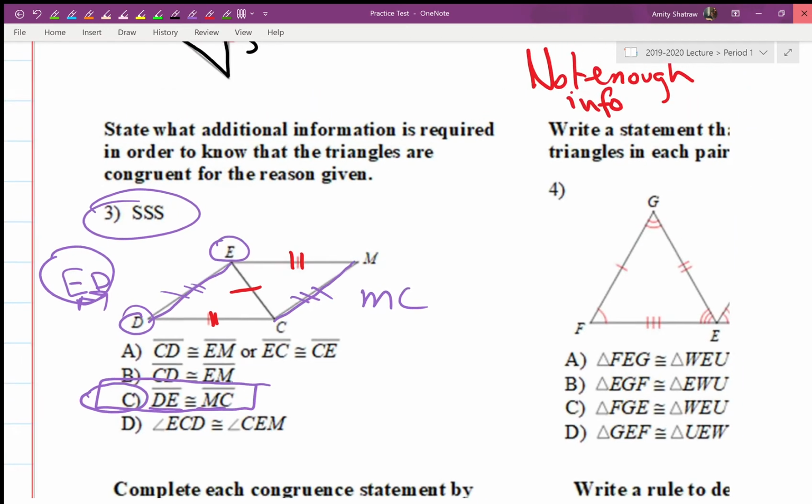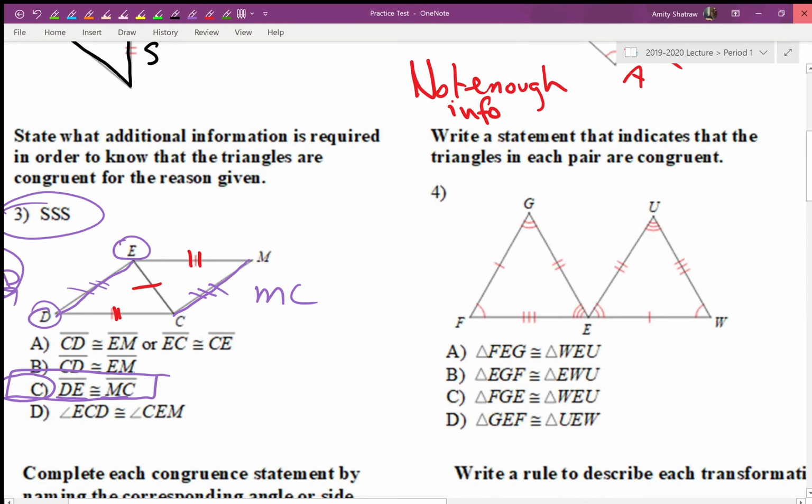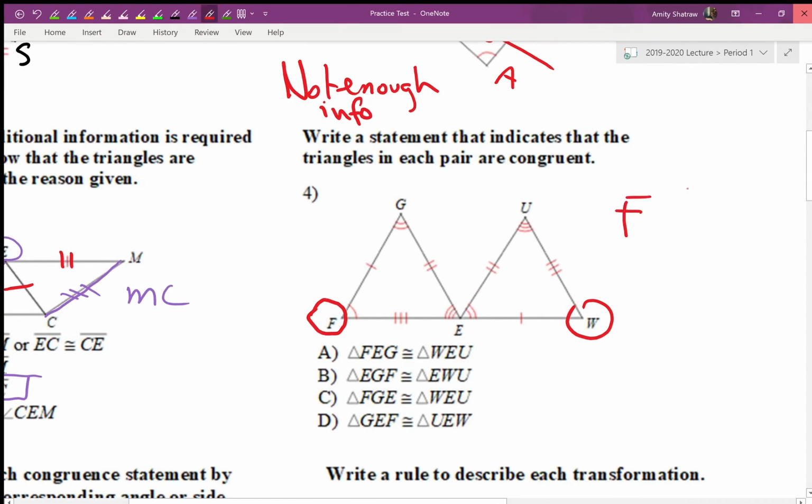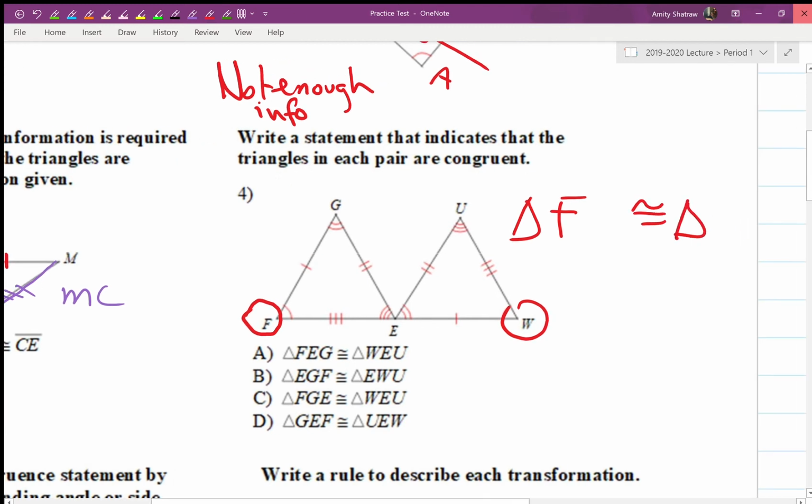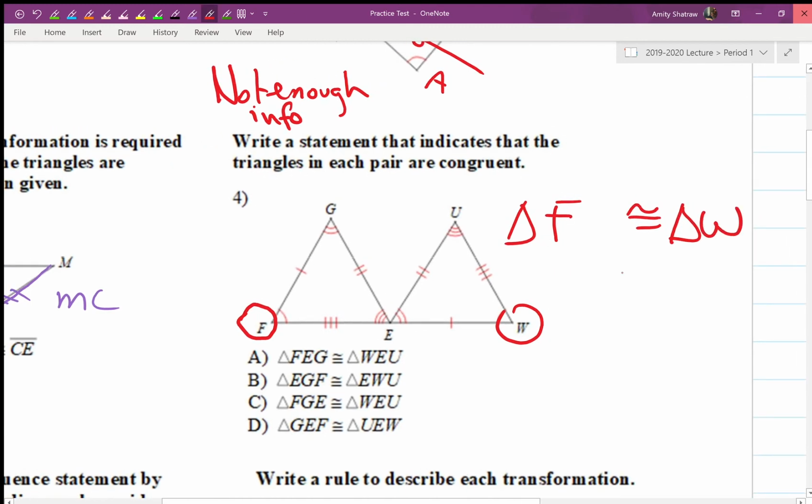All right. So write a statement that indicates that the triangles in each pair are congruent. Well, they look congruent. I mean, shoot. I got sides congruent to each other. I got more sides congruent to each other. I have more sides congruent to each other. But right now, I'm freaking out because they're all kind of out of order, aren't they? Like this angle matches that angle. So I'm expecting a statement that looks like this. It has the triangle F, and here's my congruent statement, and here's my triangle with a W. These guys match. These guys match.